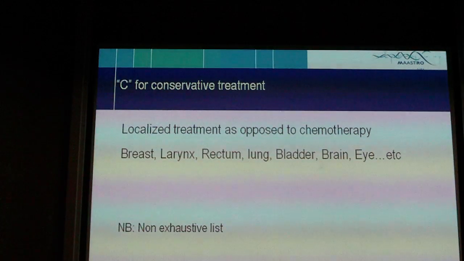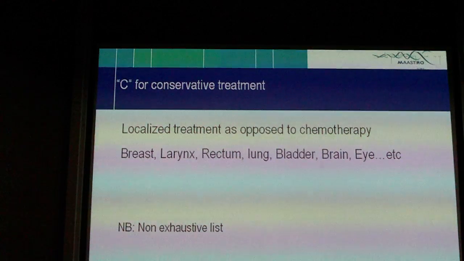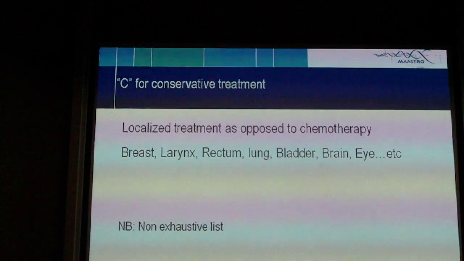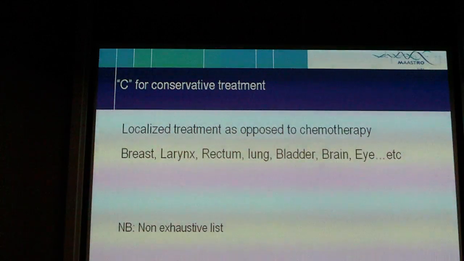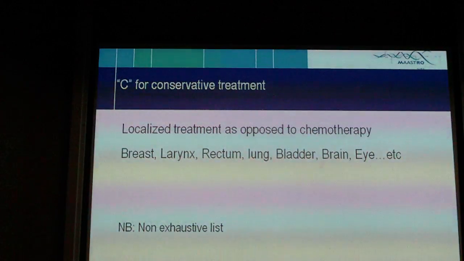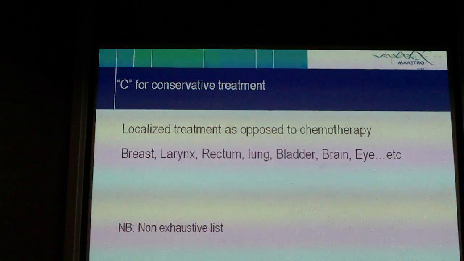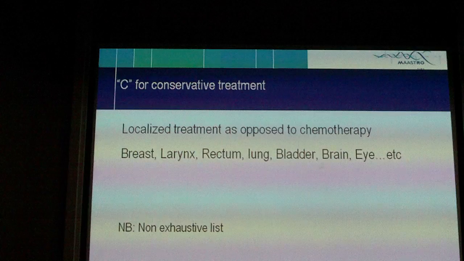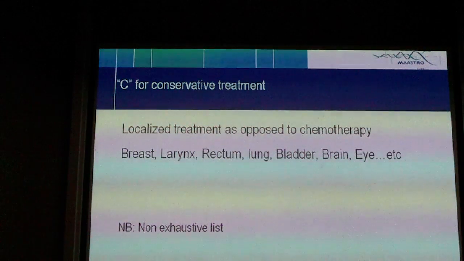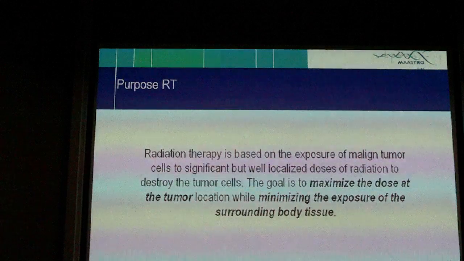And the third C stands for conservative treatment. Why is it conservative? Well, it's a localized treatment as compared with chemotherapy. Chemotherapy is usually injected intravenously, so it's a systemic treatment, so it goes everywhere, to the normal cells and to the tumor cells. While radiotherapy or radiation is done in such a way that you try to hit the tumor as much as possible, sparing normal healthy tissue. You will see an example later on.